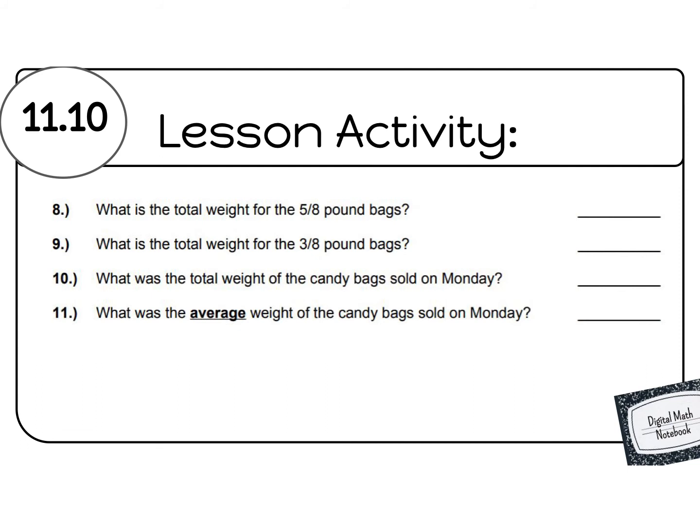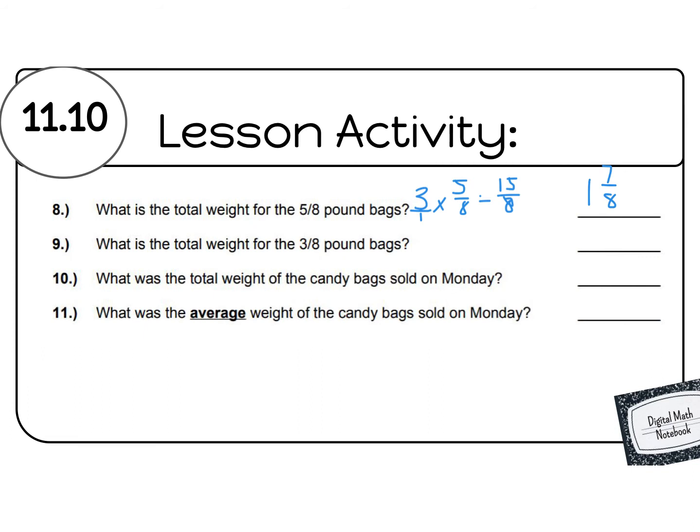So if we flip back and look, 5/8 had 3 x's above it. So that means that we need to do 3 times 5/8. Remember that we're going to go straight across the top and straight across the bottom. 3 times 5 is 15 over 8. And 8 times 2 would be 16, so it doesn't quite go in twice. So it's going to be 1 7/8 when we simplify.